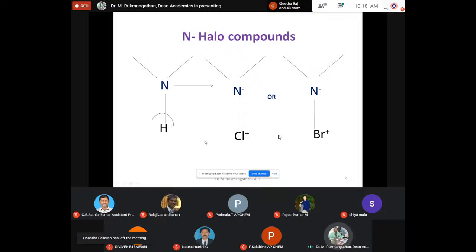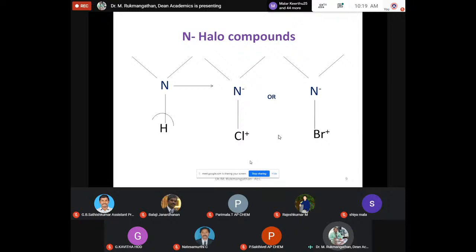by the halogenation process. When you replace the hydrogen atom by chlorine, it is called chlorination. When you replace the hydrogen atom by bromine, it is called bromination. In all the cases, N-halo compounds are formed. This one is called an N-chloro compound, and this one is called an N-bromo compound. Normally, chlorine and bromine atoms exist in any compound as ions, that means they carry negative charges: chloride ion, Cl minus, bromide ion, Br minus. But in our N-halo compounds, these halogen atoms carry positive charges, positive halonium ions.